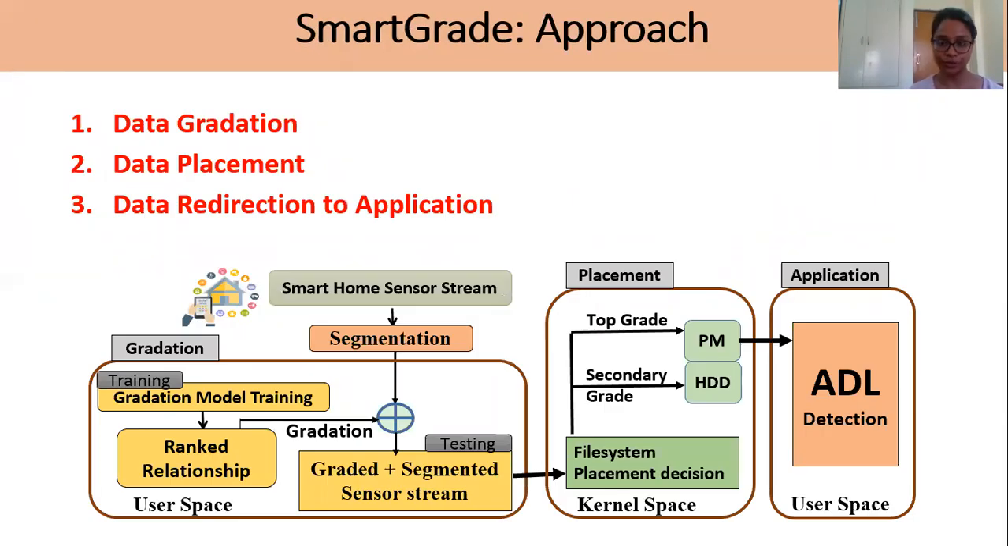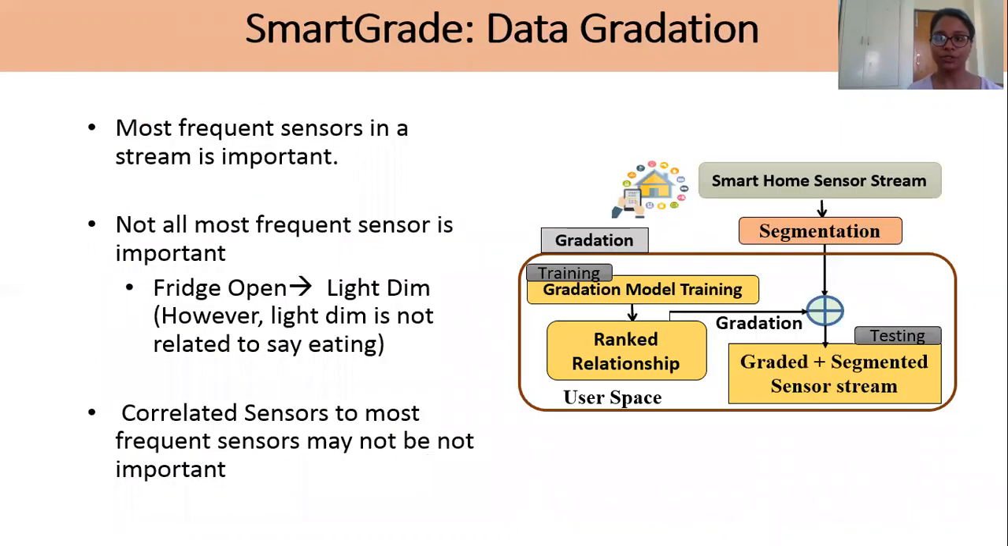So again, don't get overwhelmed. There are really 3 parts. First is gradation, second is placement, third is application. So let's go through it one by one. First is data gradation. You could think there can be very simple gradation, like most frequent sensors are most important, but that is not the case always.